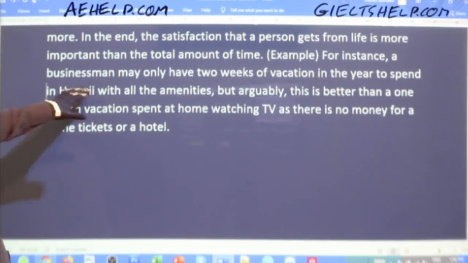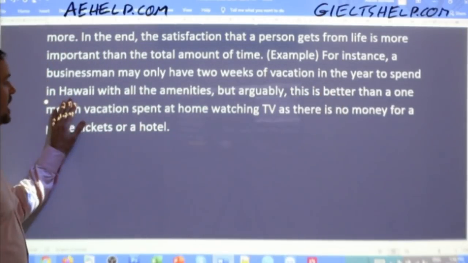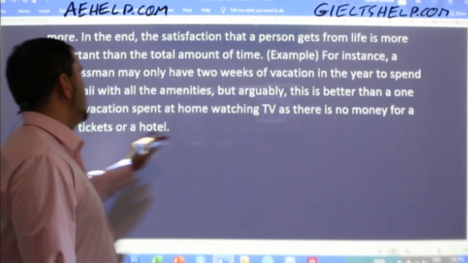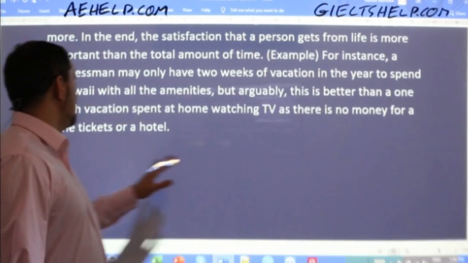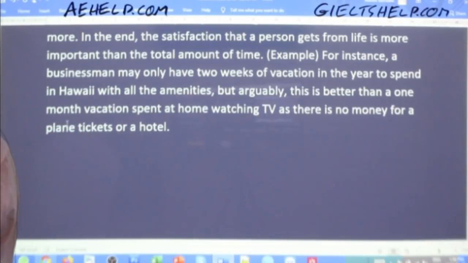For instance, a businessman may only have 2 weeks of vacation in the year to spend in Hawaii with all the amenities and family, but arguably this is better than a 1 month vacation spent at home watching TV, as there's no money for plane tickets or a hotel. Okay. Let's have plural agreement. And let's add in family to be nice.